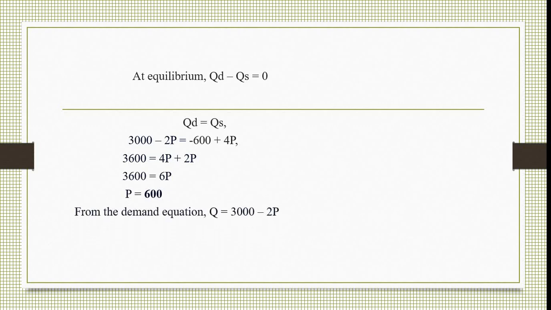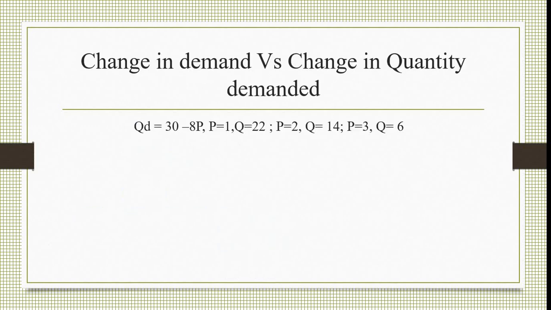Now, you can reuse the demand equation, or you can decide to use the supply equation, to determine the equilibrium quantity. Putting 600 in the demand equation, you're going to have 3000 minus 2 times 600. So our answer is going to be 1800 units of the commodity. So that is how we go about equilibrium analysis, the equilibrium quantity and the equilibrium price.